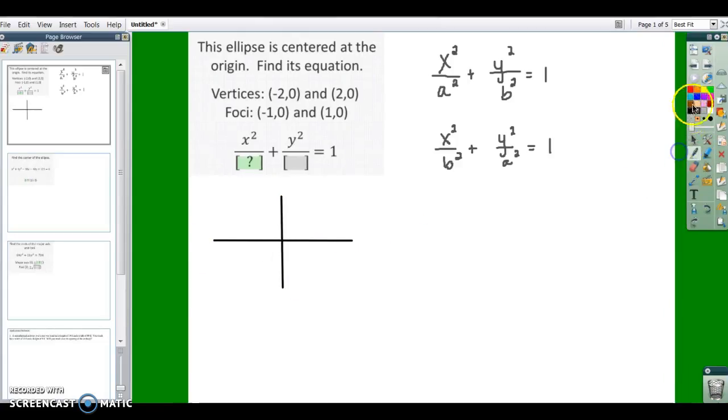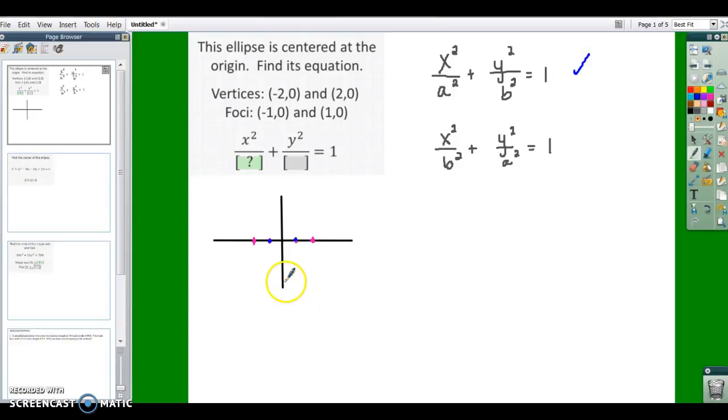So in this particular problem, we've got vertices at negative 2, 0, and 2, 0. So negative 2, 0 would be here, and 2, 0 would be here. And foci at negative 1, 0, and 1, 0. So our foci, I'll do that in blue, would be here and here. Remember, the foci are always along your major axis. So we know that our major axis is horizontal, which means that we're going to be using this form.